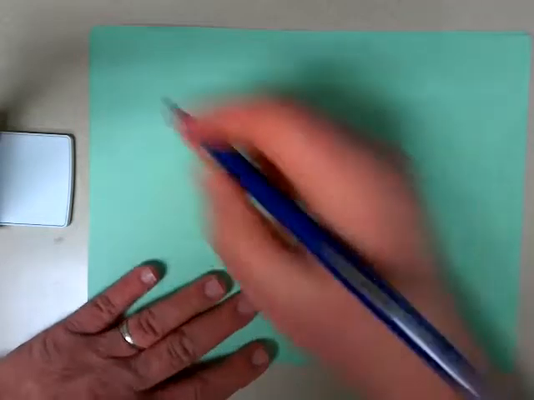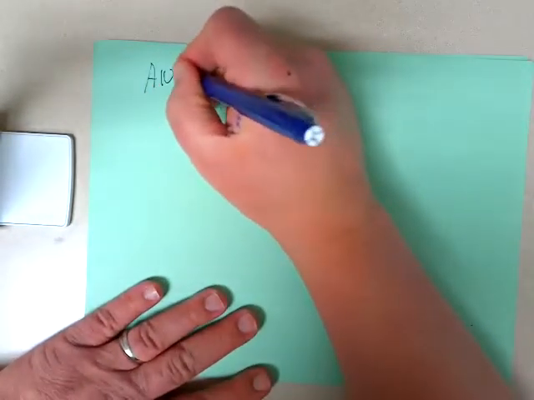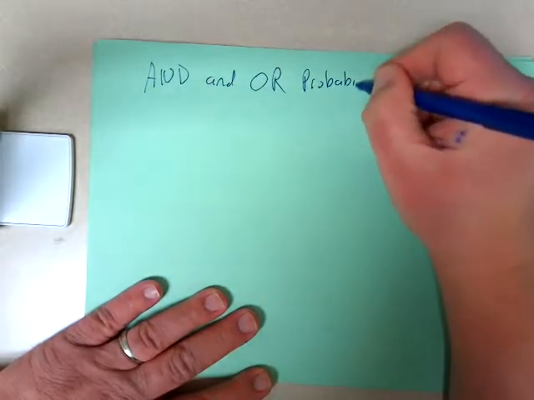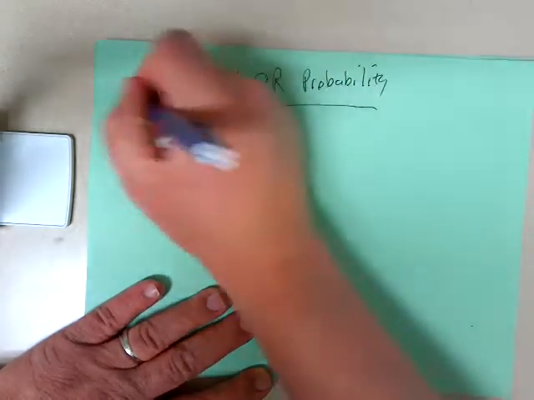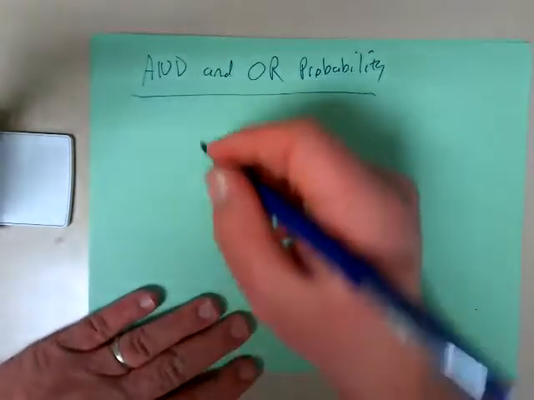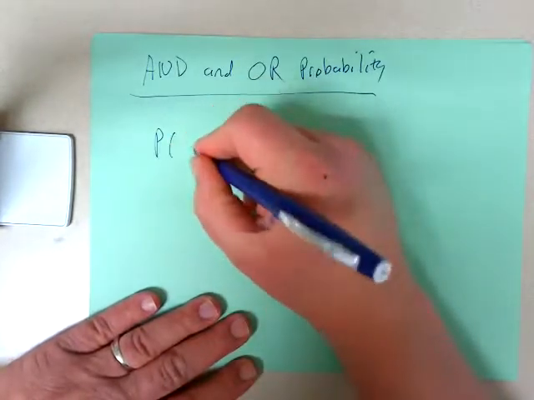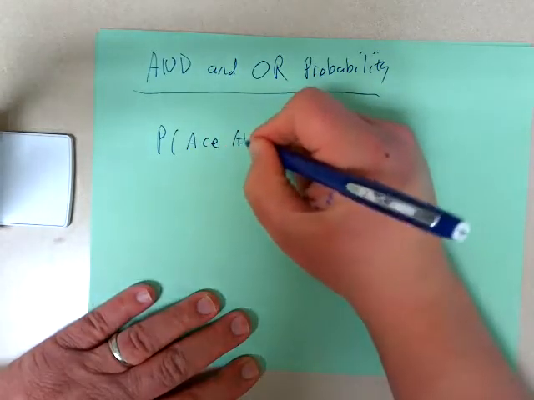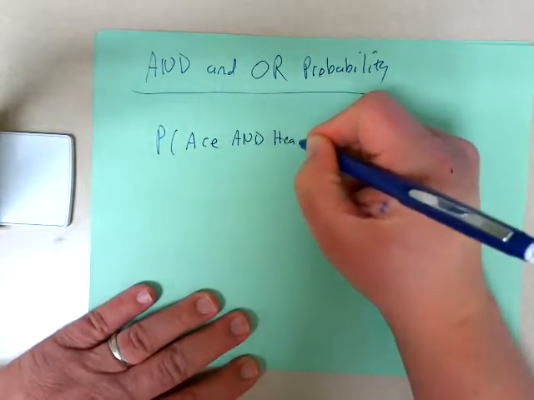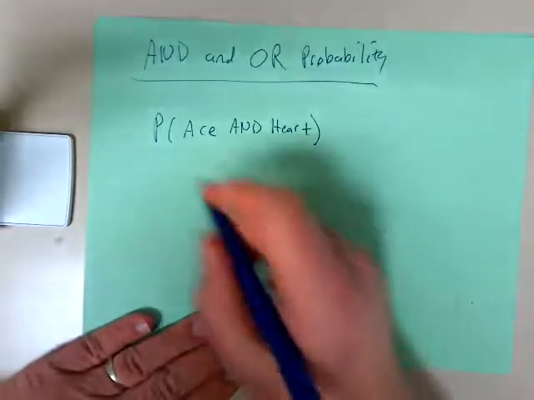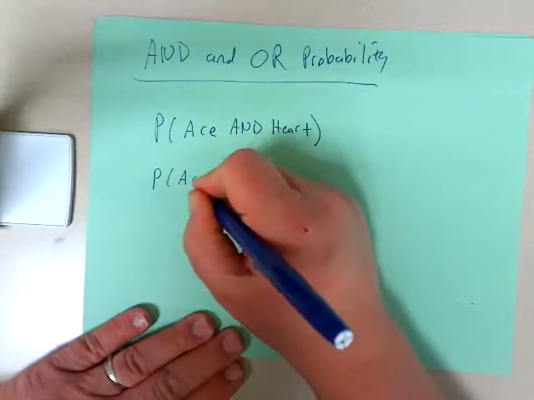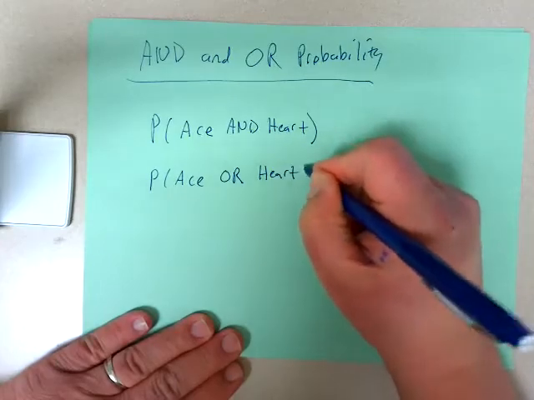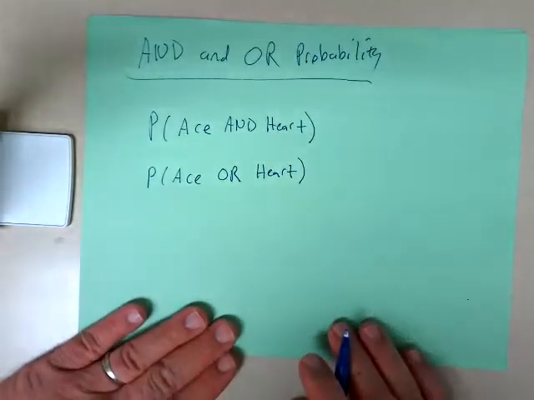Okay? So then there's also something called and or probabilities. Okay? And I'm just going to illustrate this with a couple examples. I could have the probability of drawing an ace and a heart. Okay? Or I could do the probability of drawing an ace or a heart. And these two are different things, okay?